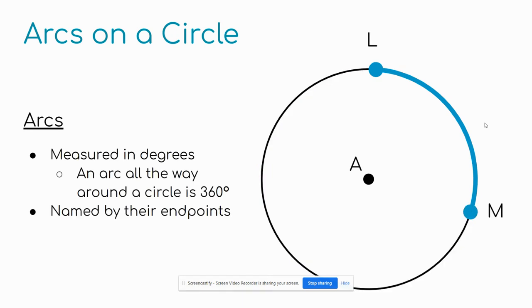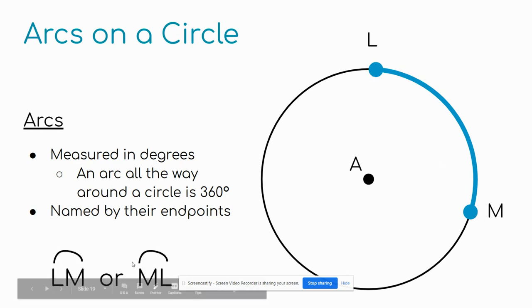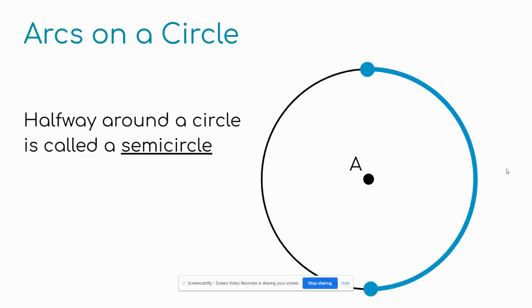They're going to be named by their endpoints. Just like segments have endpoints, arcs also have endpoints. So this one has L and it has M. The symbol is going to be this little sad face or rainbow, depending on your mood. You can name it arc LM or arc ML because those are the endpoints. And that's the symbol for arc.